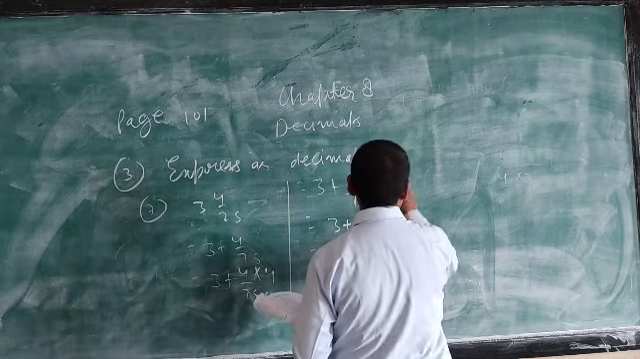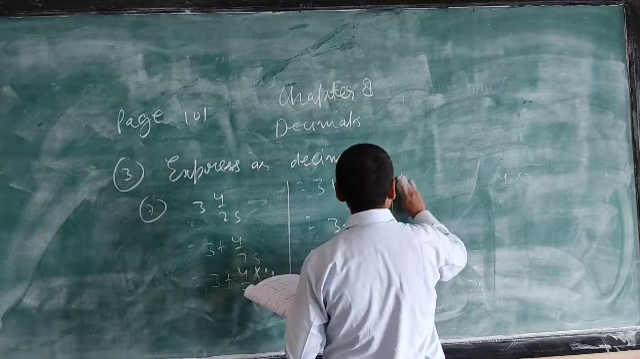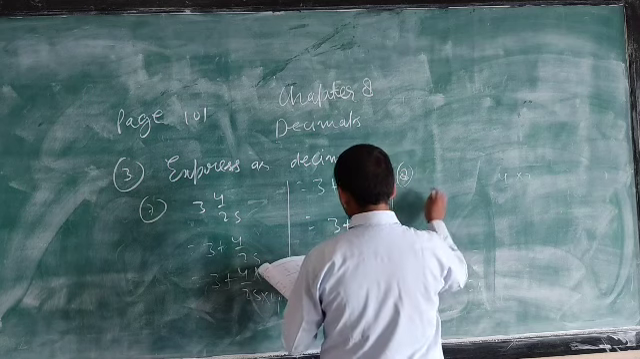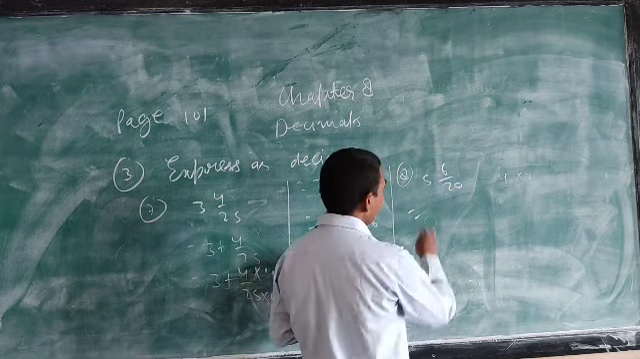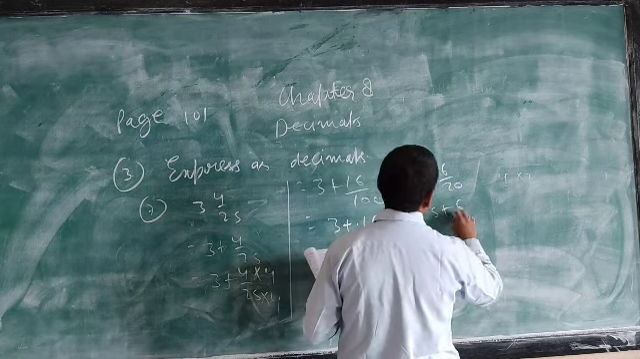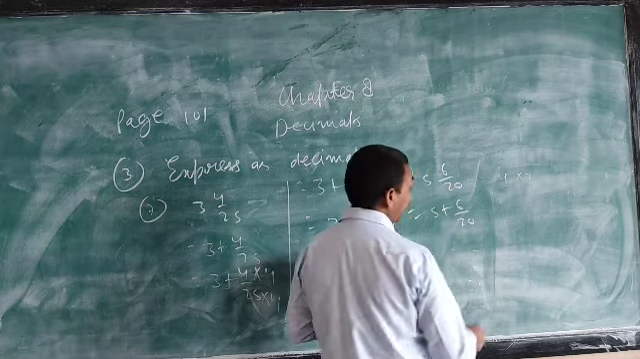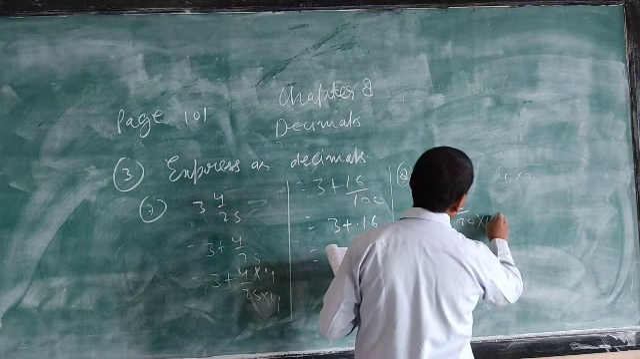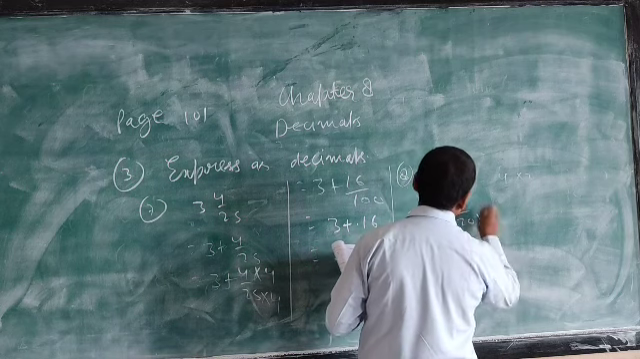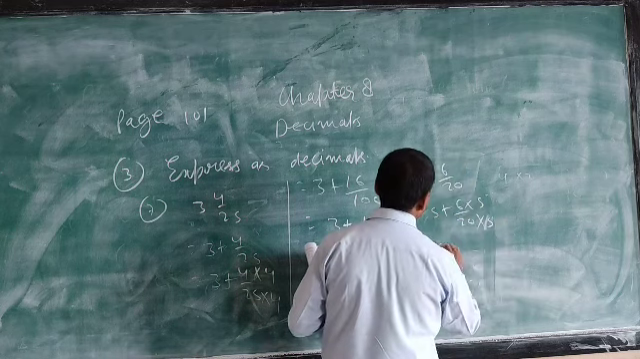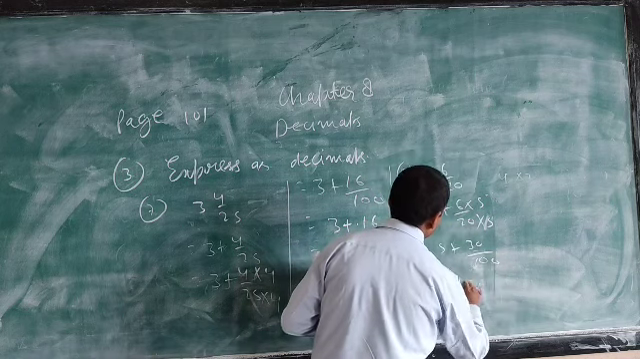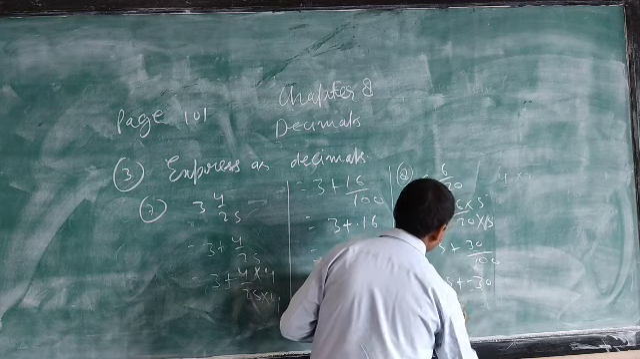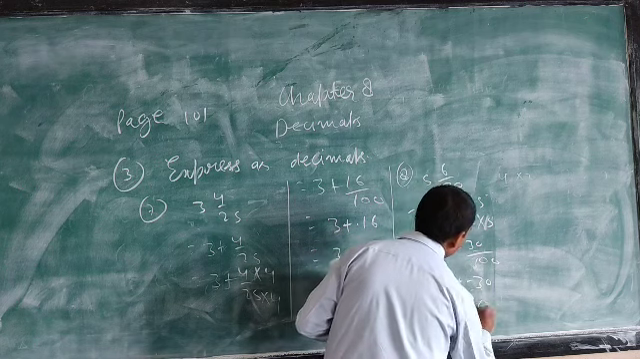And the same way to get here. The 8th one is given 5 and 6 by 20. The whole number part is 5 plus 6 by 20. 20 should be converted to 100 by multiplying by 5. Multiply here by 5, here also 5. So 5 plus 30 by 100. So this can be 5 plus 0.30 and this is 5.30.